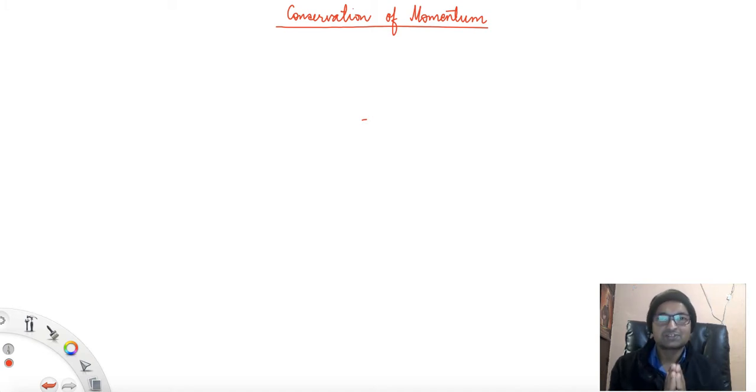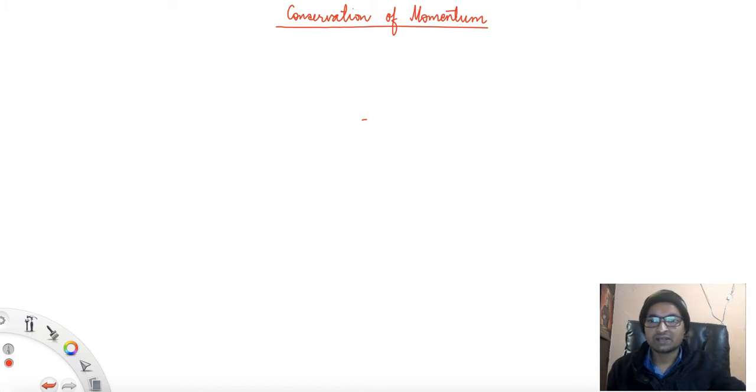Fine. Now, let's start with a topic that is conservation of momentum. This is a really interesting principle in mechanics, and many problems in mechanics are solved using the conservation of momentum principle. So, let's understand it. The statement of conservation of momentum states that if net external force acting on the system is zero, then momentum of the system remains conserved or remains constant.